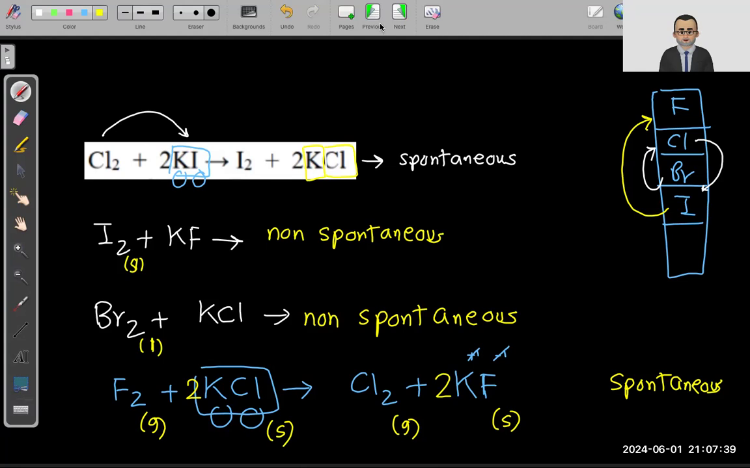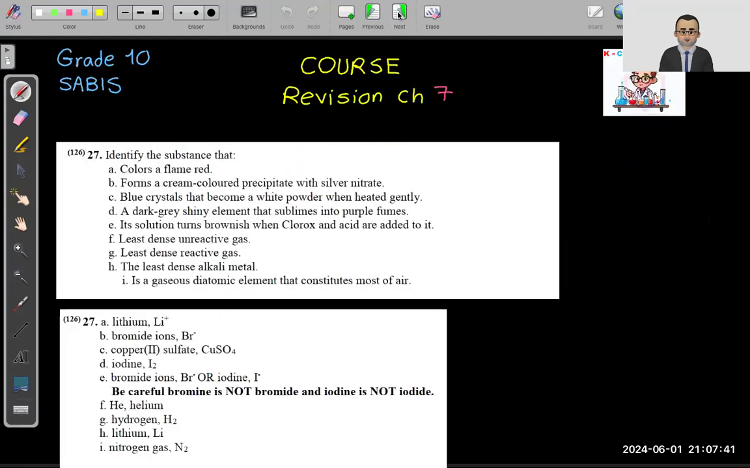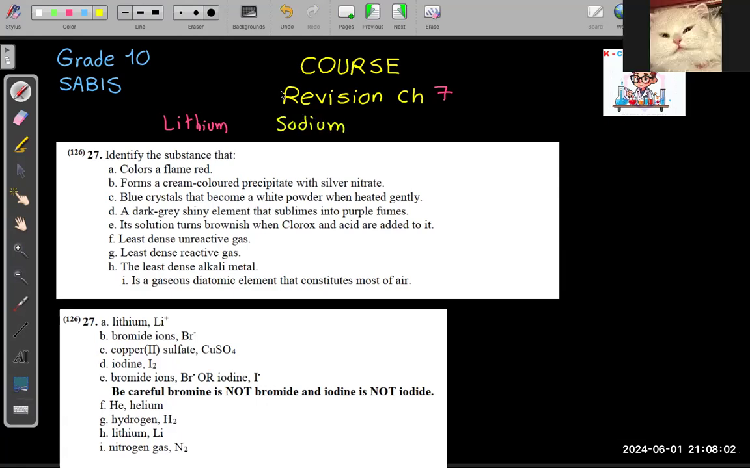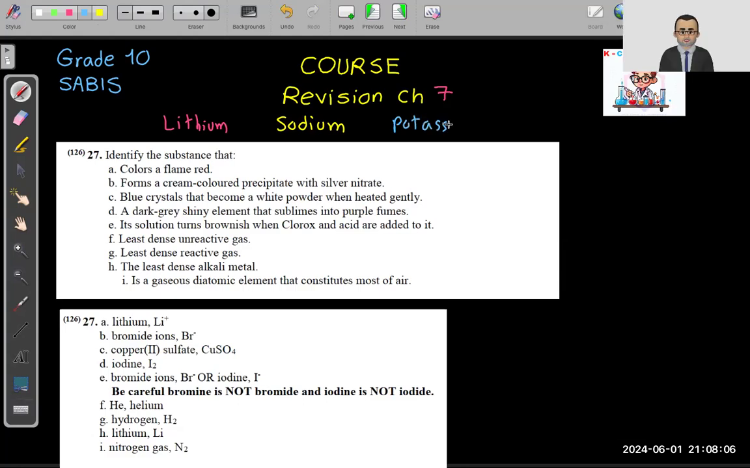Okay, so the next question is, identify the substance that colors a flame red. What colors a flame red? Which one of the three we took last time was making a red with the flame test? The lithium we said is color red, right? And the sodium was yellow. And which one was lilac? The potassium was lilac, right? So the one that colors a flame red is the lithium.